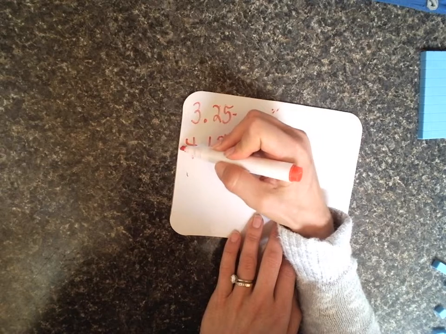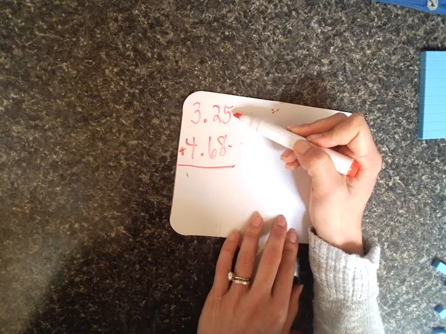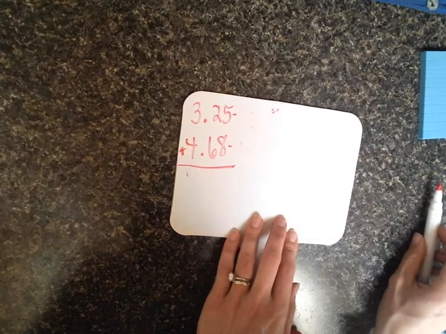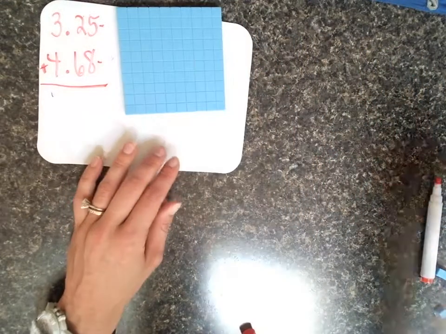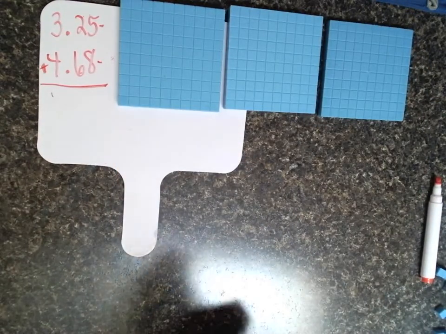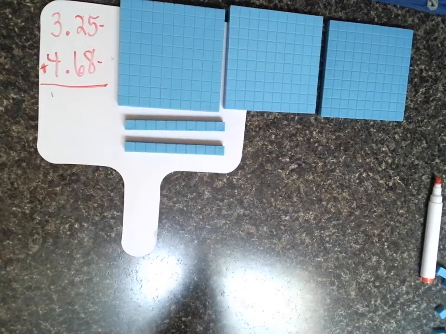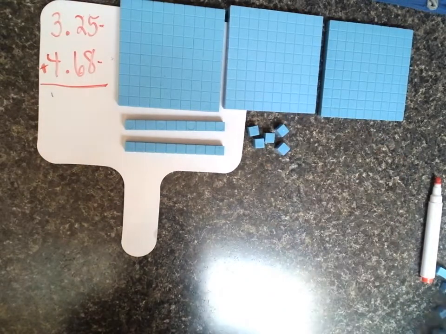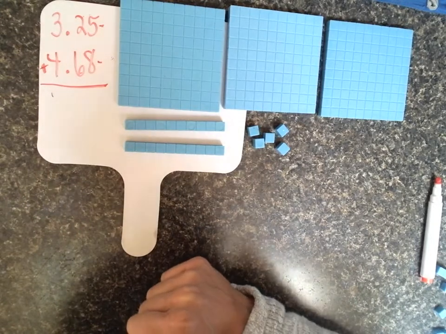So what are we going to do? Add. You're exactly right. We are going to find the sum of 3 and 25 hundredths plus 4 and 68 hundredths. So first I want to model each out. So I want to model my 3 and 25 hundredths. I'm going to have my 3 flats representing my ones, my 2 rods representing my tenths, and then my 5 cubes representing my hundredths.